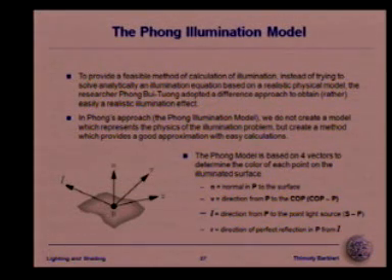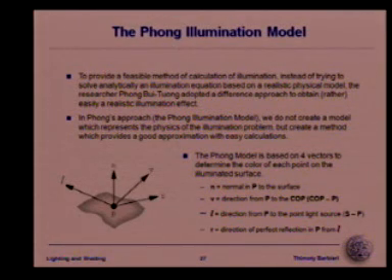Then there is L. L is the direction from P to the light source, the position of the light source. So it will be S minus P. Then there is R, which is the direction of perfect reflection in P from L, in this direction over here. There are a few methods to calculate it, and we'll see them. Okay, so N, V, L, and R.